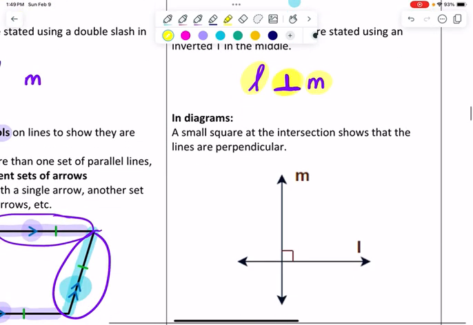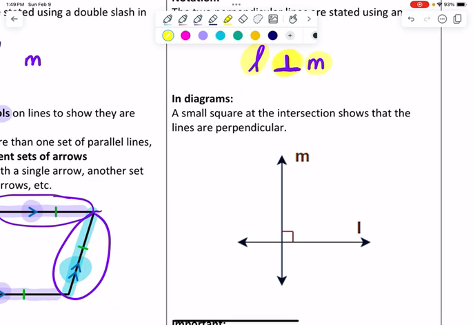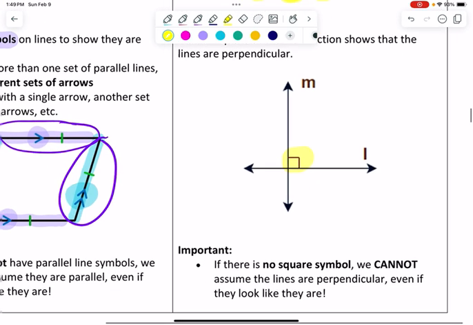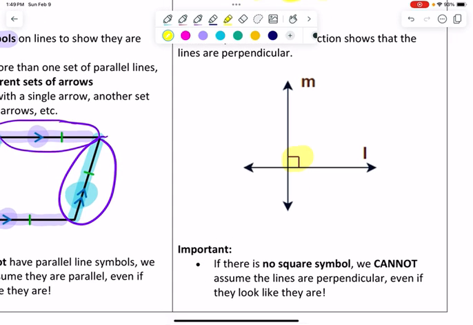In a diagram, I know that lines and or line segments are perpendicular if I can find that little square that represents a 90-degree angle. Just like I was talking about with parallel lines, if I don't see that notation there, I cannot assume things are perpendicular. Even if it looks close, I can't make that assumption.